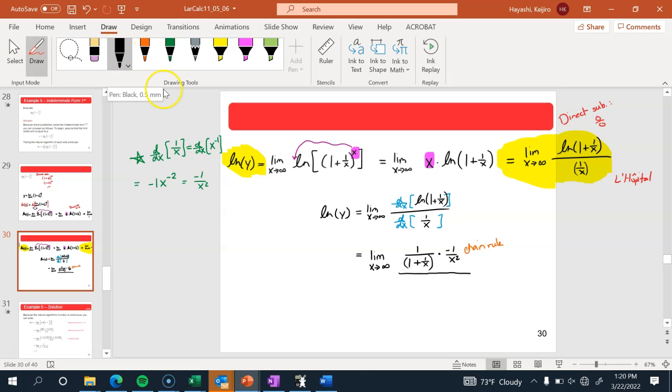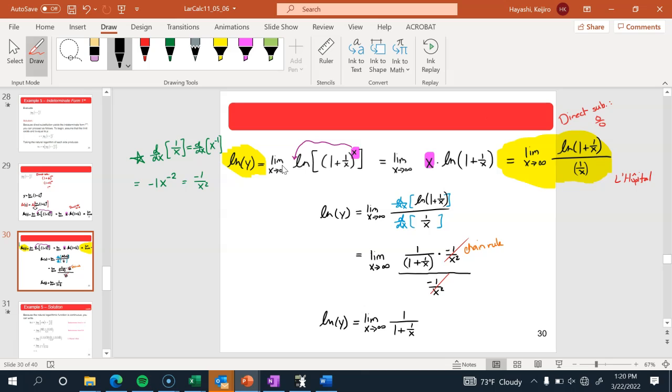But it'll get better, because the derivative of the bottom, well, the bottom is just 1 over x, so the derivative of that is, again, negative 1 over x squared. And you can actually just cancel that out. To get that, this is the limit as x goes to infinity. The natural log of y is the limit as x goes to infinity of 1 over 1 plus 1 over x.